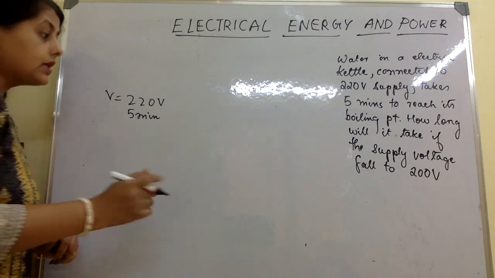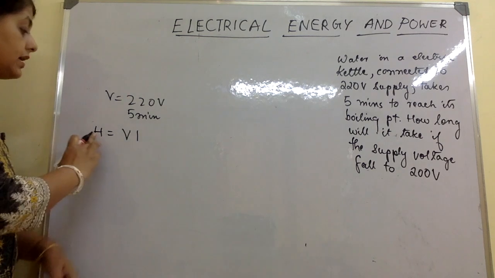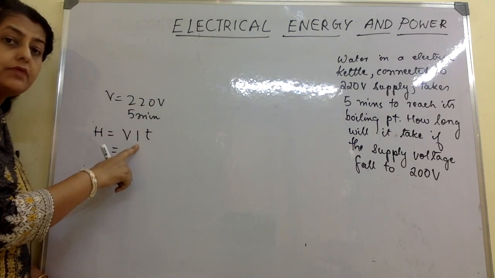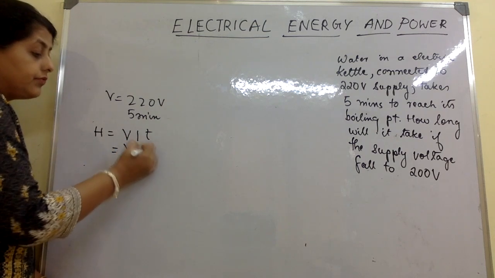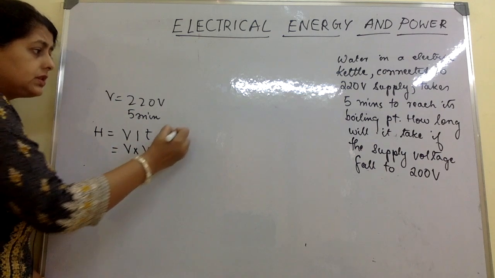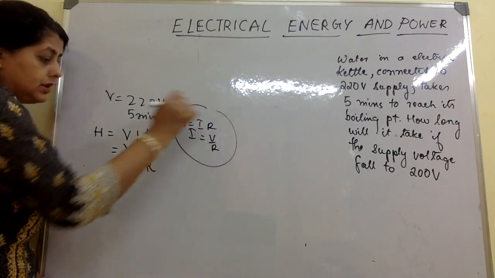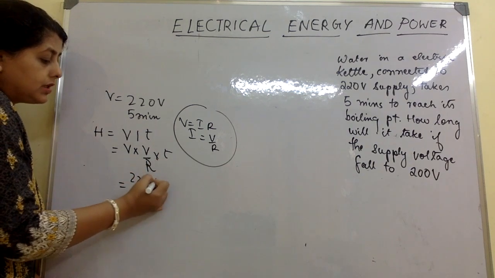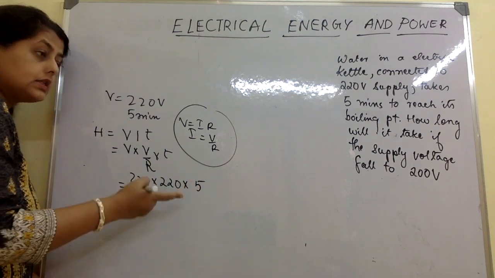So firstly we'll do H. From Joule's heating law, H is equal to VIT, you know this. Now I don't have any value of I here, I don't have the value of current. So what to do? V into V by R. I is equal to V by R, since V is equal to IR. I have used this over here into T. Now V is 220, so 220 into 220 into T.